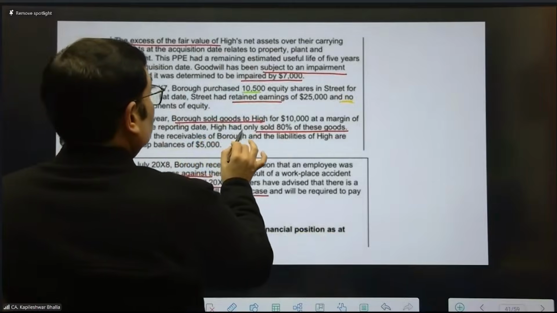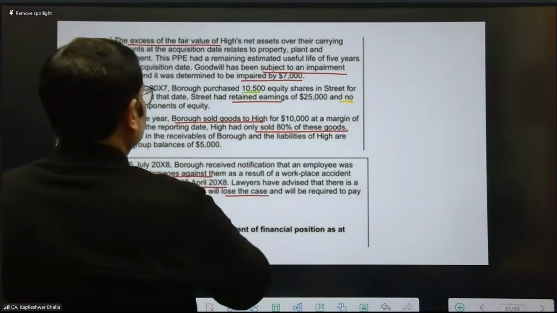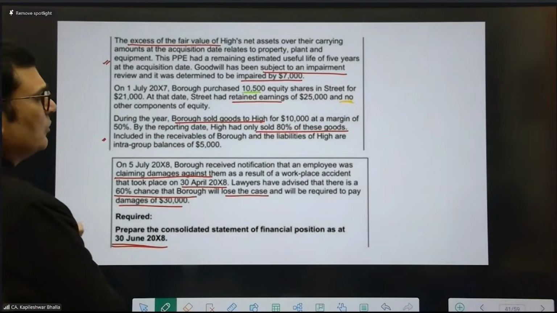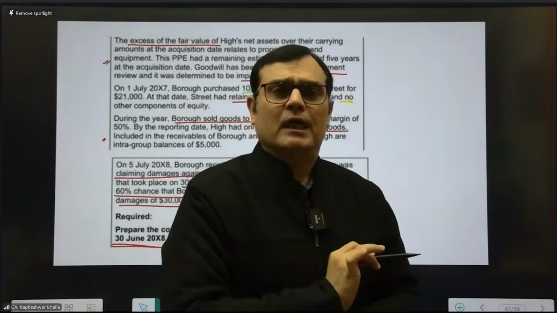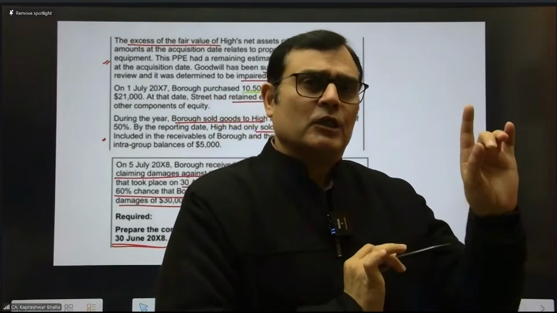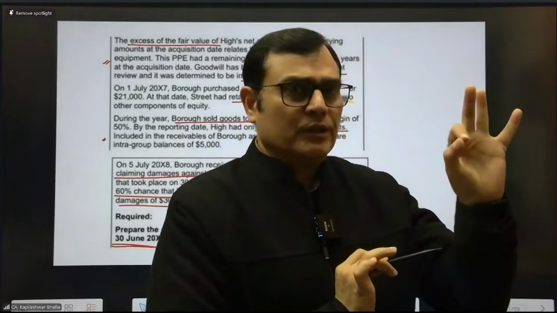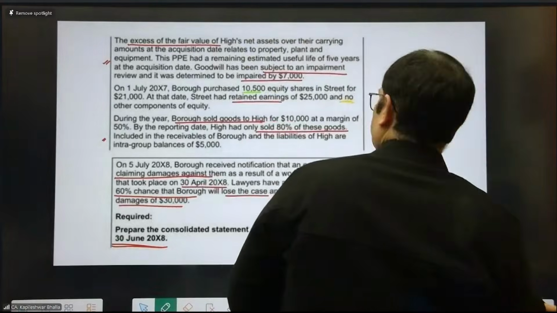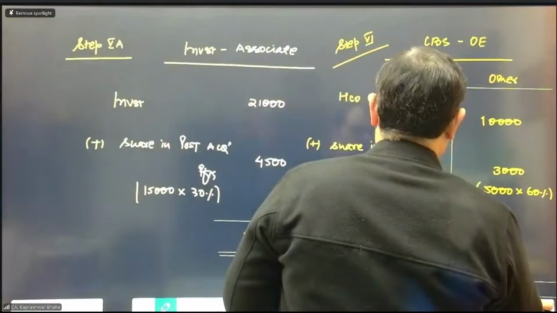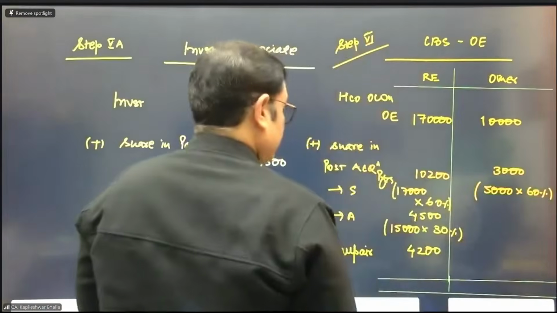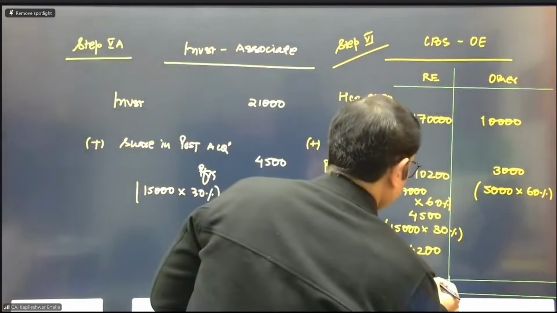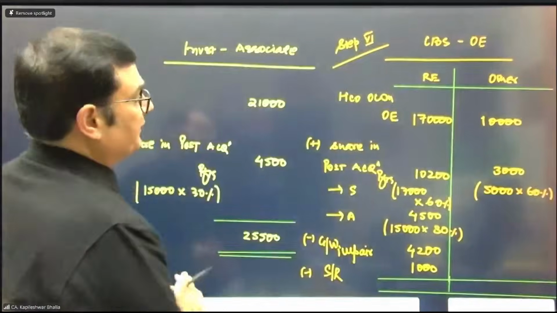Then it says H sold 80% of these goods. So 80% of the goods are sold. The stock reserve will be on the unsold goods, that is 20%. So 5,000 is the total profit, and on the 20% unsold, the stock reserve is 1,000. So the stock reserve is going to be to the extent of 1,000. It gets reduced from the RE.